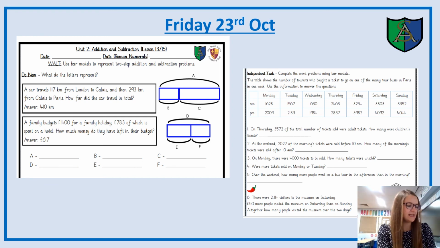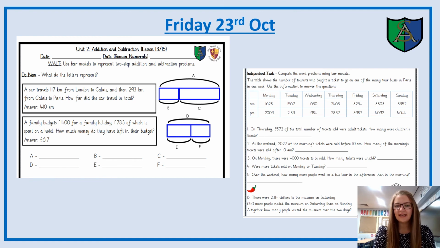For your independent task, we're going to be looking at word problems again using bar models. However, today it gets a bit harder because they're two-step problems and they involve addition and subtraction. So, for number one, I'll talk you through it. It says, on Thursday, 3,572 of the total number of tickets sold were adult tickets. How many were children's tickets?